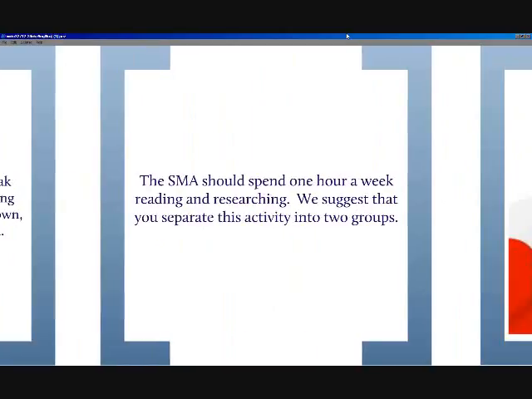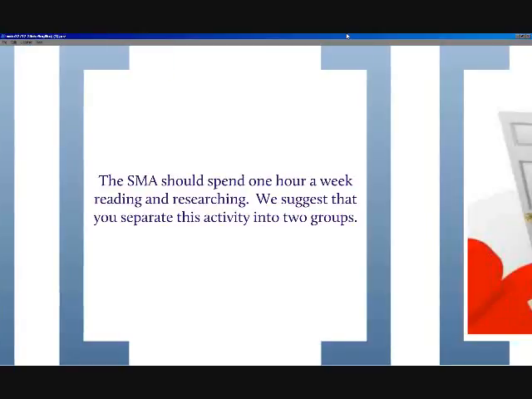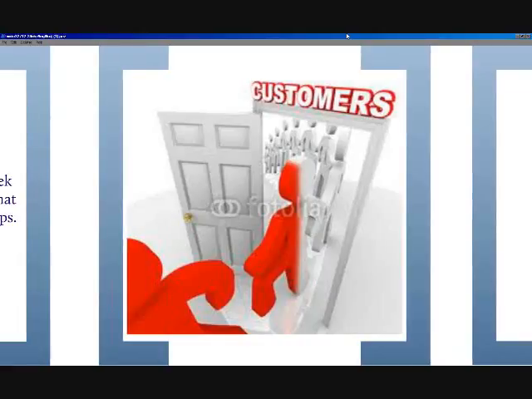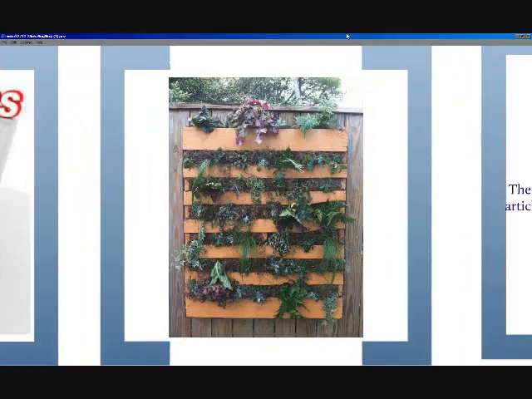The SMA should spend an hour a week reading and researching. We suggest that you separate these activities into 2 groups. The first group would be articles or trends that would interest your prospects or your customers. These articles could cover anything from upcoming community events to ideas on how to repurpose a loading pallet into a space-saving herb garden. How about that for an idea?